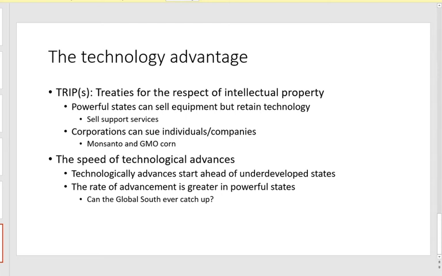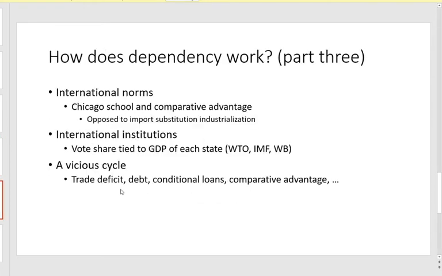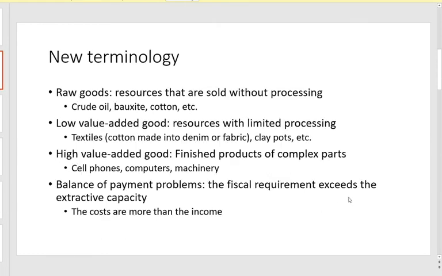So as much as I hate to end on a pessimistic theory, that's dependency theory. It goes through a very clear cycle, and I'm going to go to the vicious cycle so you can see. You have a trade imbalance. You're spending more than you're taking in. Your revenue is less than your, your extractive capacity is less than your fiscal requirement.